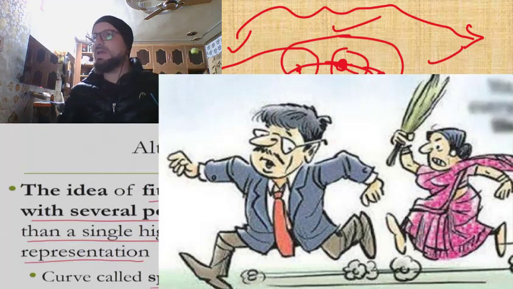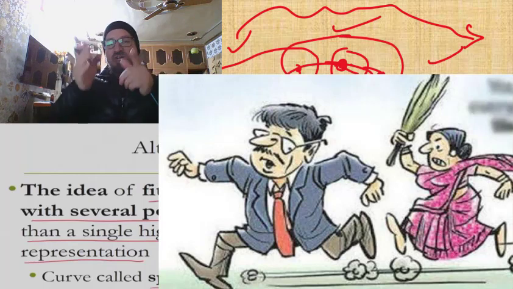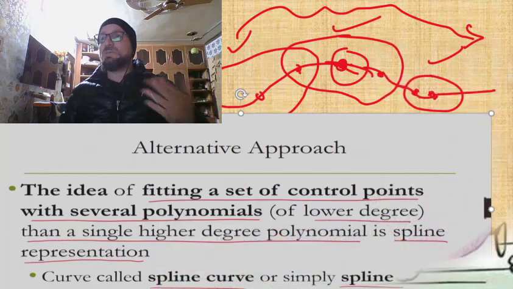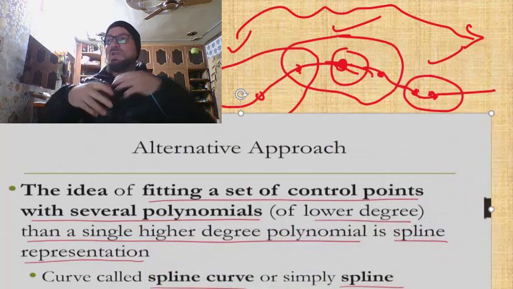Okay? Because they are very flexible. You can change them. You can bend them as you like. Okay, that's the spline actually. So from that we get the name spline, because these splines are very flexible. You can change them because they are made up of pieces, so you can recalculate the value later.